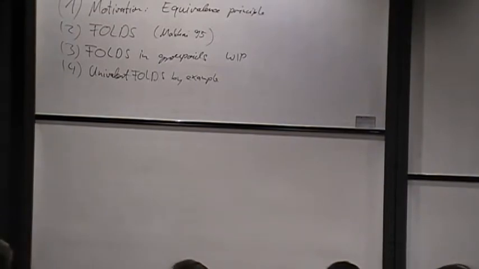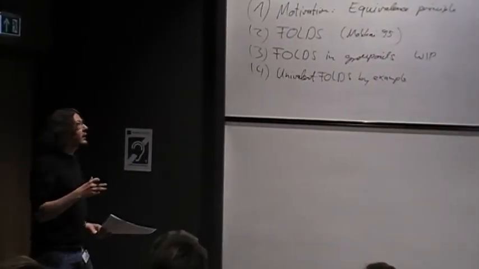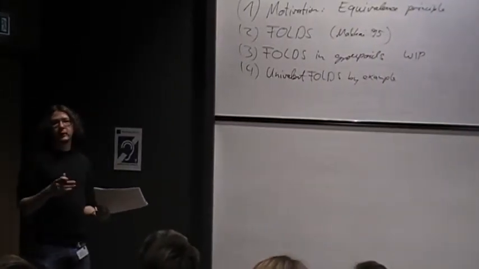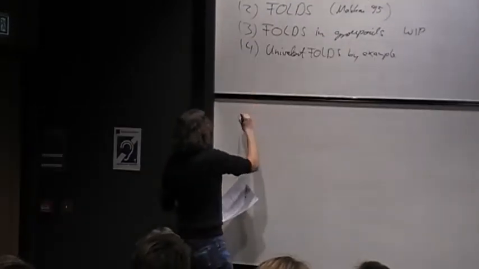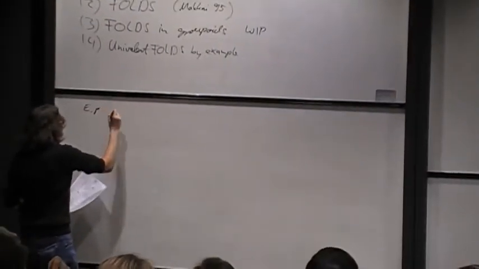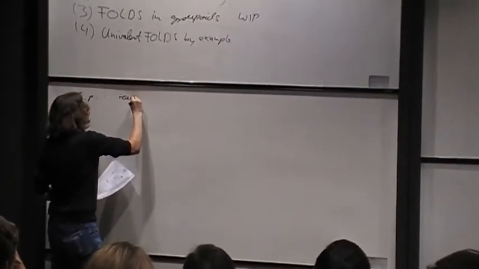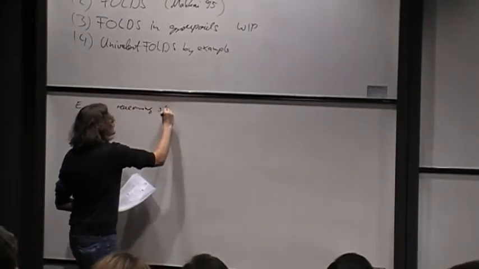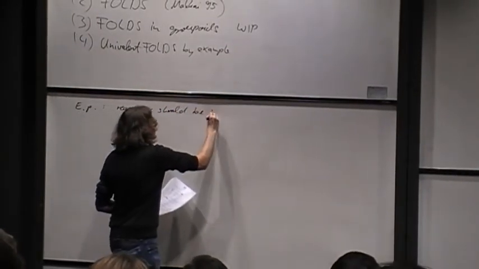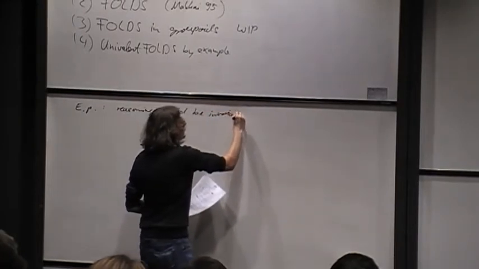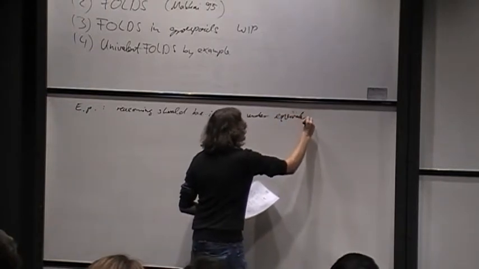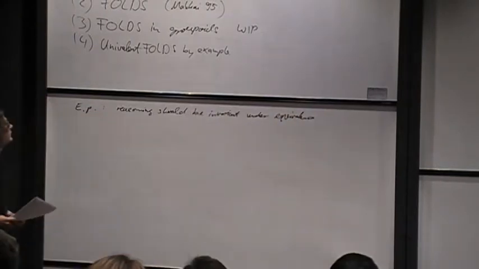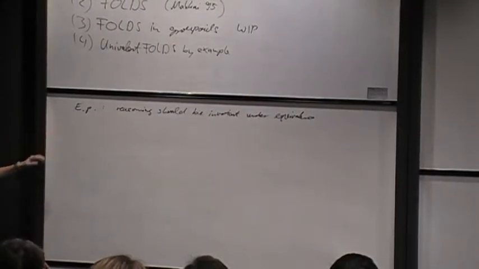What is the equivalence principle? It's an informal principle that says that reasoning in mathematics should be invariant under an appropriate notion of sameness or equivalence of the objects under consideration. Okay. So, the equivalence principle: reasoning should be invariant under equivalence. This principle in mathematics is not enforced.